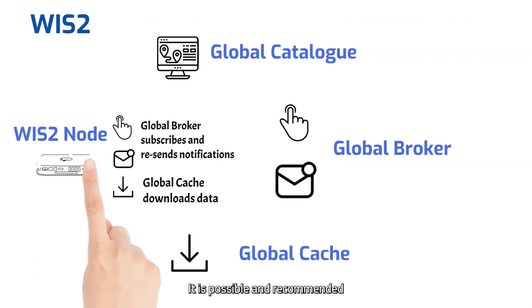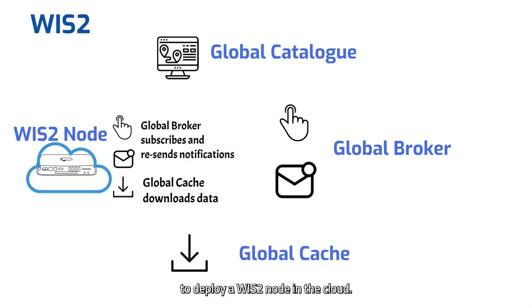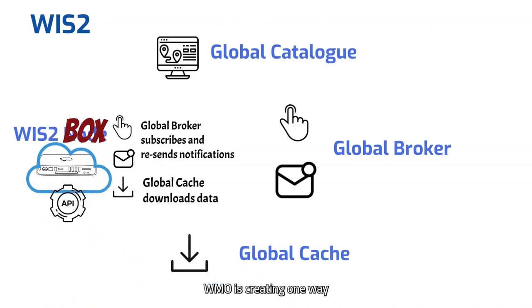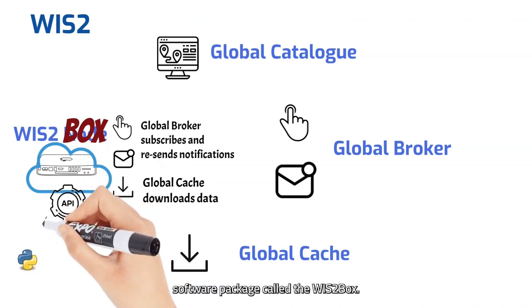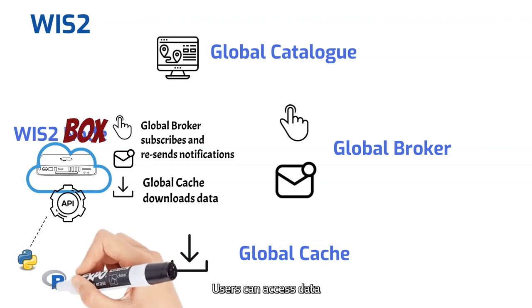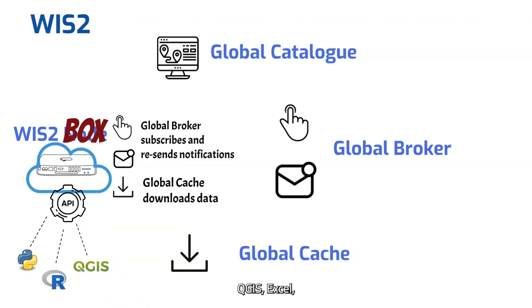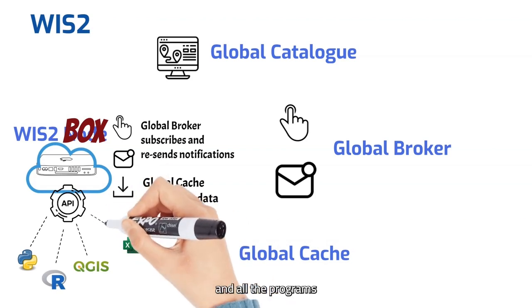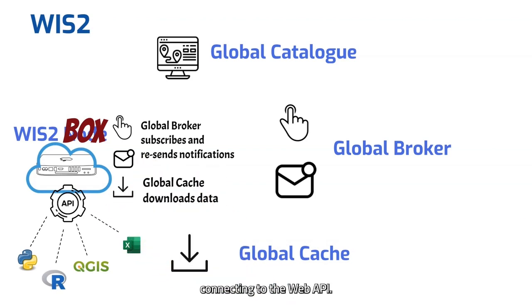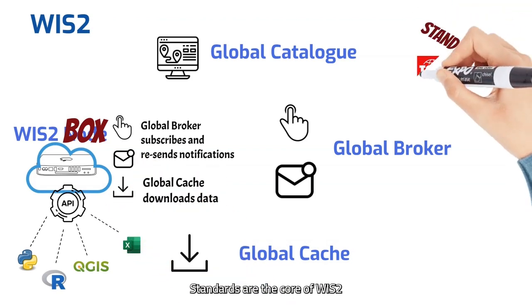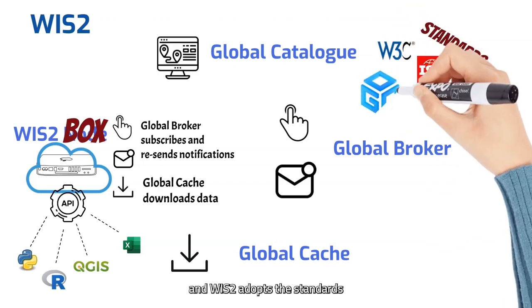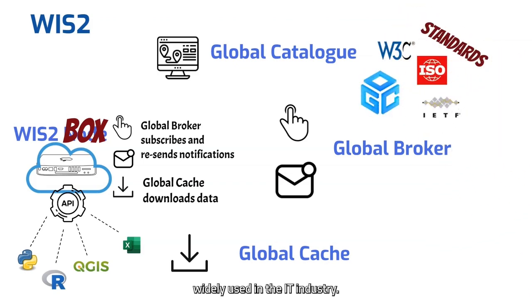It is possible and recommended to deploy a WIS 2 node in the cloud. A WIS 2 node can be implemented in many ways. WMO is creating one way with an open source software package called the WIS 2 box. Users can access data within their WIS 2 box through Python, R, QGIS, Excel, and all the programs connecting to the web API. Standards are the core of WIS 2, and WIS 2 adopts the standards widely used in the IT industry. WIS 2 is already working.